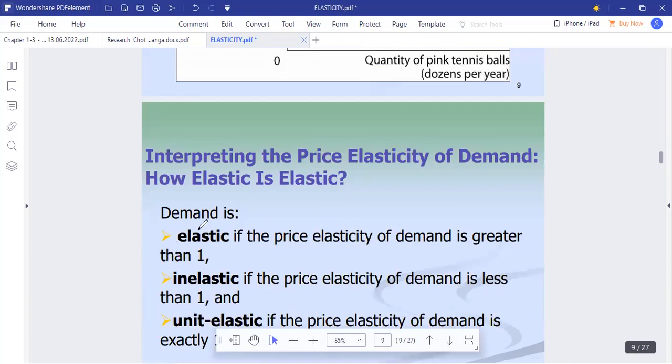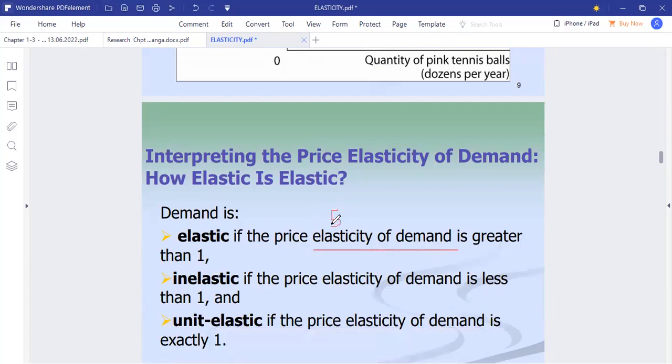So what does it mean when demand is elastic? It means the price elasticity of demand is greater than 1. Okay, so if we have 5 as the elasticity of demand, it means a 1% increase will result in a 5% decrease in quantity demanded. So this means you are losing more when you increase and adding more when you decrease.